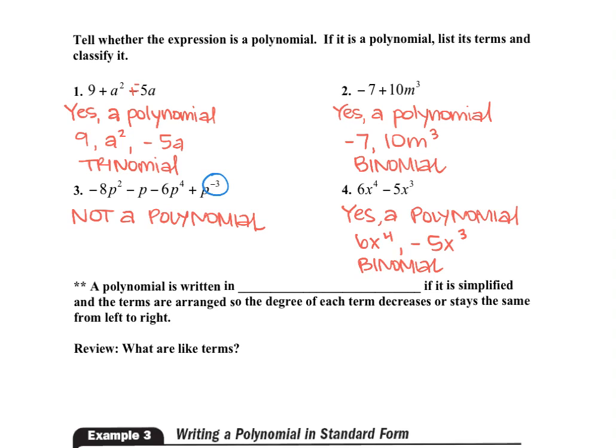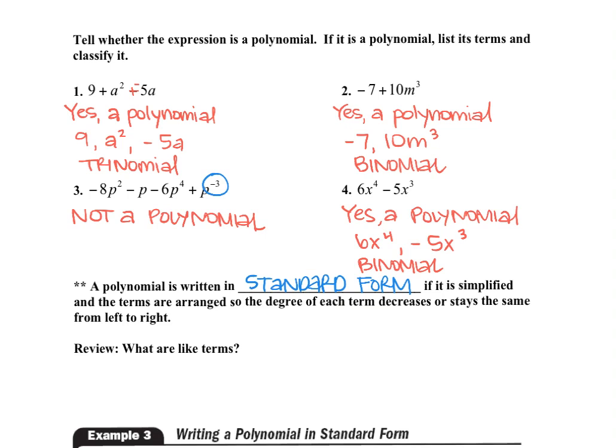A polynomial is written in standard form if it is simplified and the terms are arranged so that the degree of each term decreases or stays the same from left to right. Now, we have actually already talked about standard form, but we just haven't always used that word. Remember when we simplified expressions and I told you that you always had to put the variable part first before the constant? That was standard form.